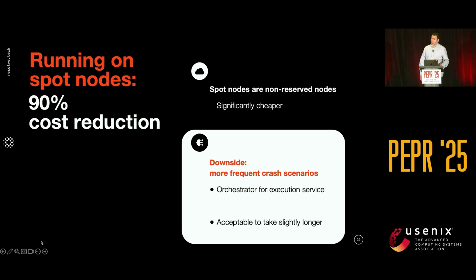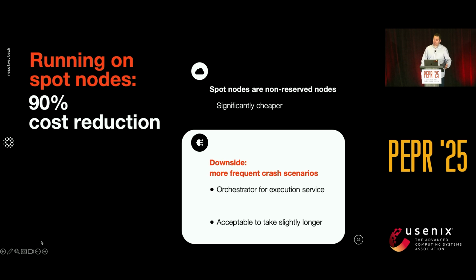There is one more thing that I think was very nice. We run on spot nodes. What are spot nodes? Spot nodes are basically spare capacity that the cloud provider has, and it's significantly cheaper to run your application on spot nodes. There is a downside. These are non-reserved capacity, so that it can be taken away at any time.